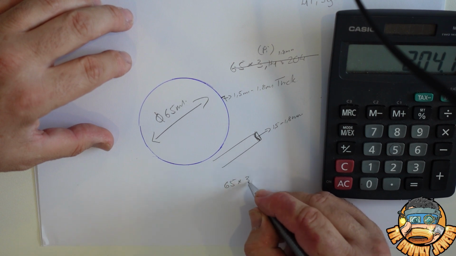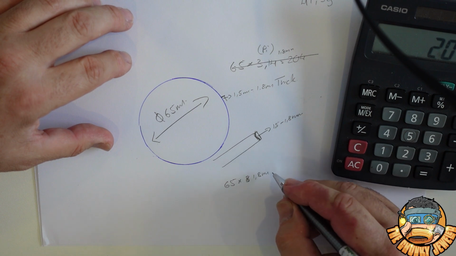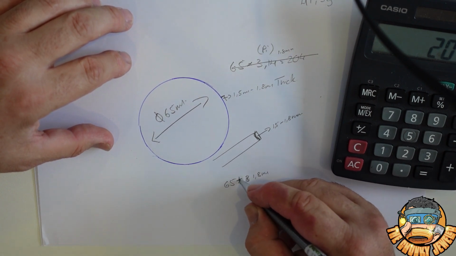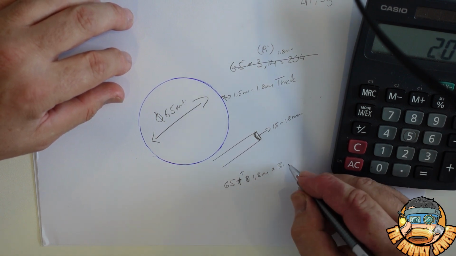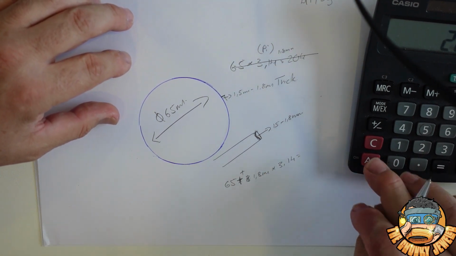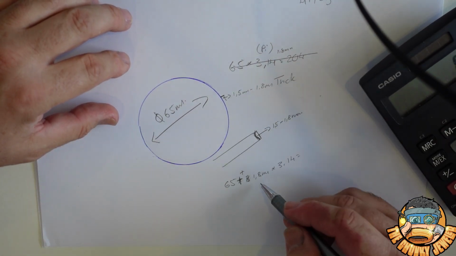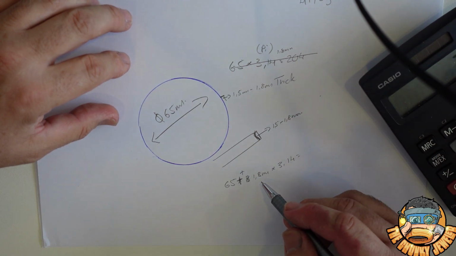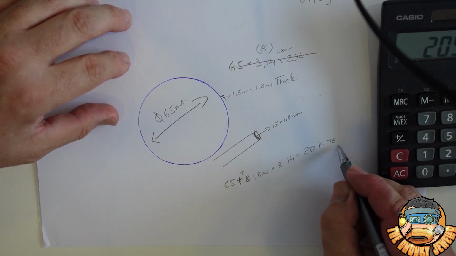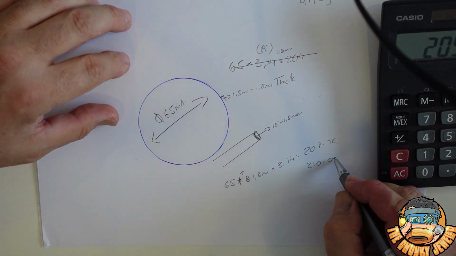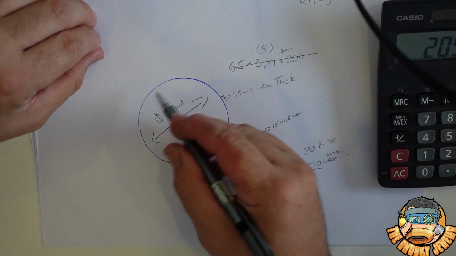So let's do that again. 65 plus 3 times 1.8 millimeters, times 3.14 equals. And I'll do this part just in case. Usually you add this twice. So what's that? 209.76. So we can round it off to 210 millimeters. Okay, so we're looking at 210 millimeters for the total length.